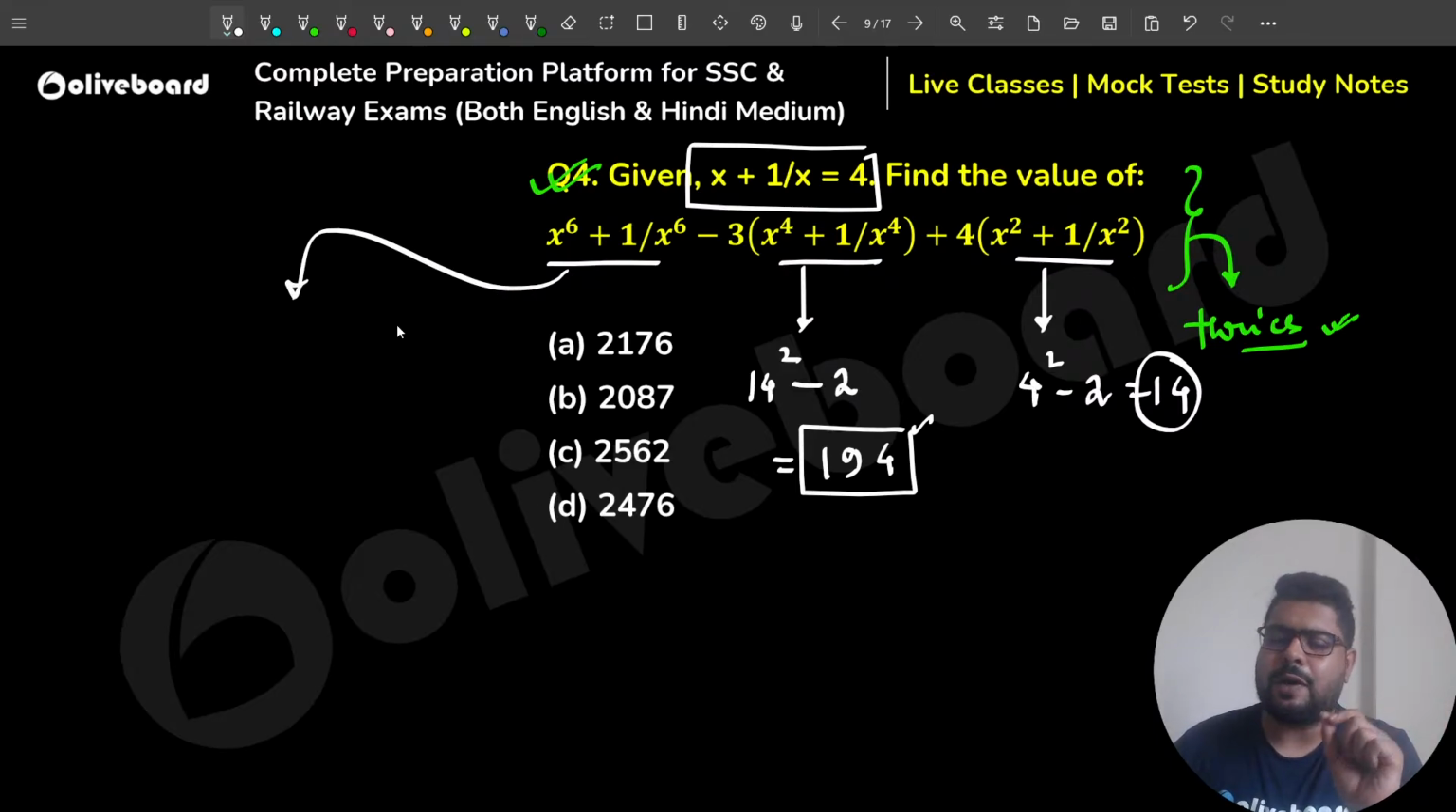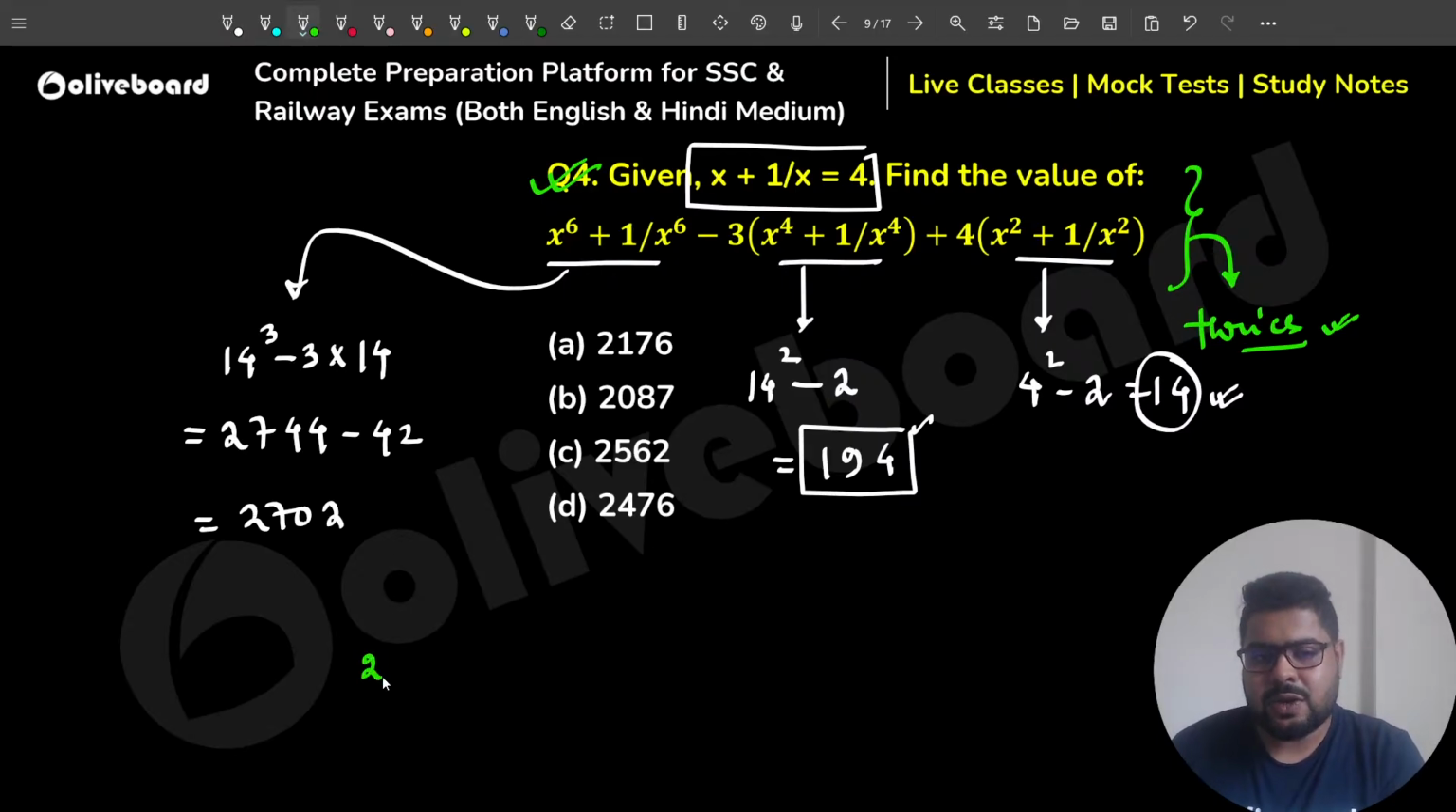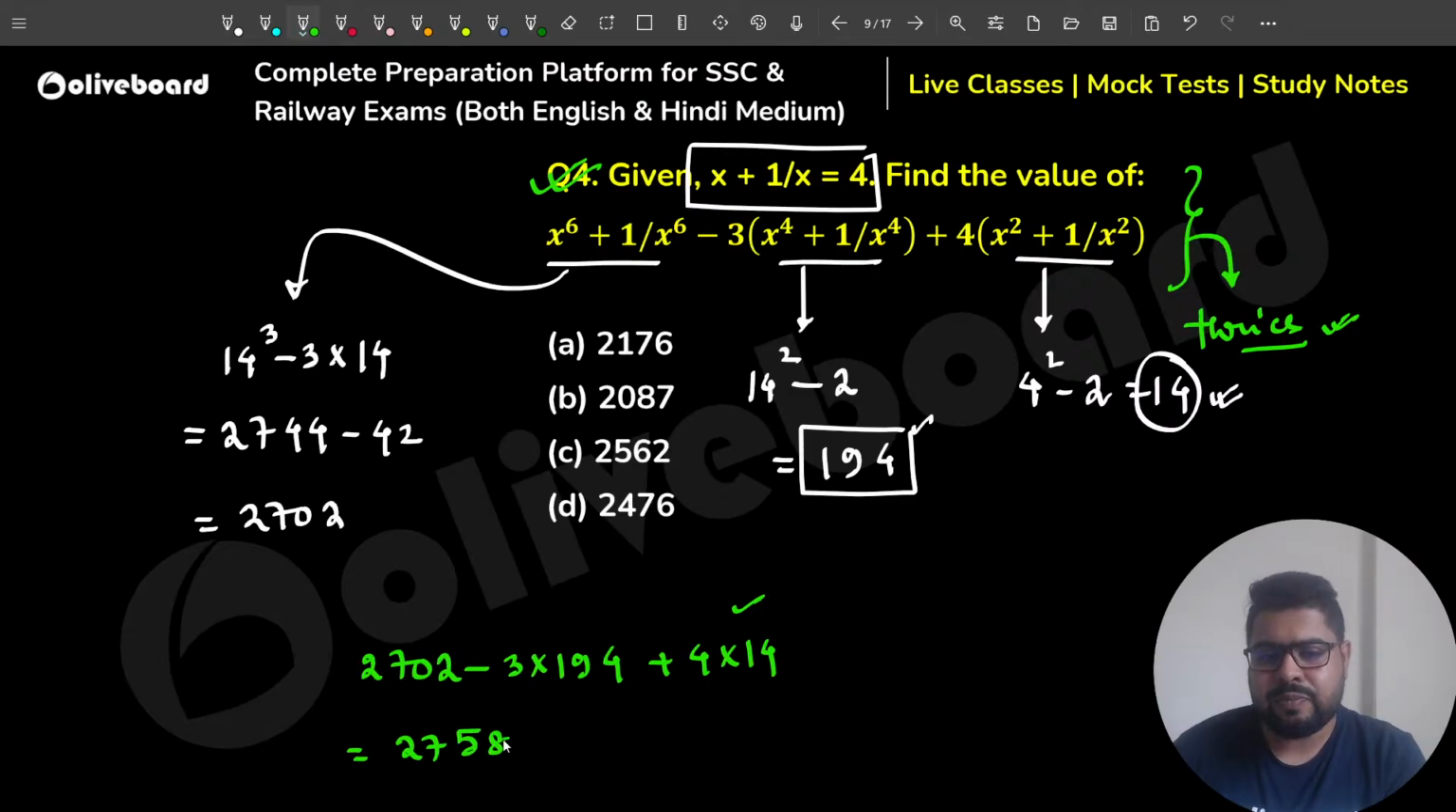To the power 6 can be found in 2 ways. Cube then square, square then cube. Already I know square, so I'll use cube. So again, 14 cube minus 3 into 14. N cube minus 3n. So 2744 minus 42, that is 2702, sir. Now the expression they are asking is 2702 minus 3 times 194 plus 4 times 14. So 56, meaning 58, minus 570 and 12, which is 582.